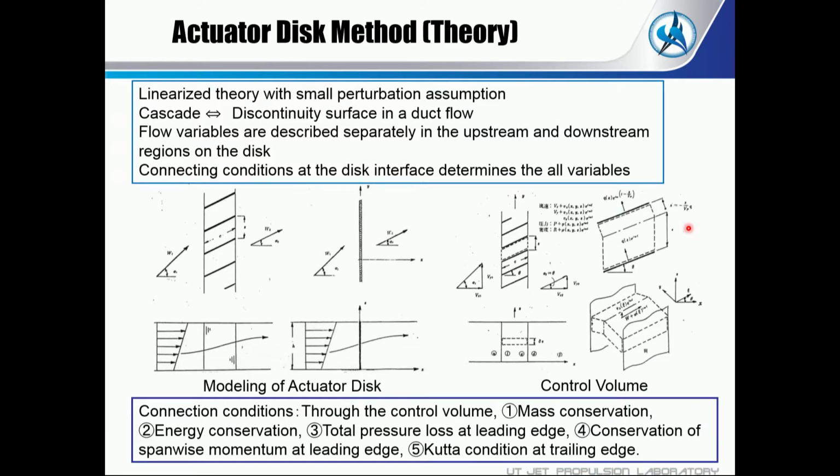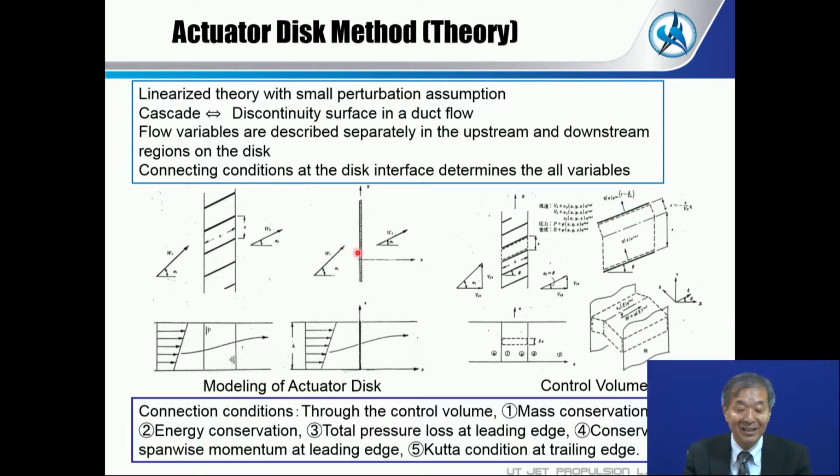And the other one is the actuator disk method, or actuator disk theory. This is a linearized theory with the small perturbation assumption, and the cascade is replaced by a discontinuity surface in a duct flow. So this is a linear cascade. But if we look at it from a far position, we can see the cascade as a very thin plate. That is called the actuator disk.